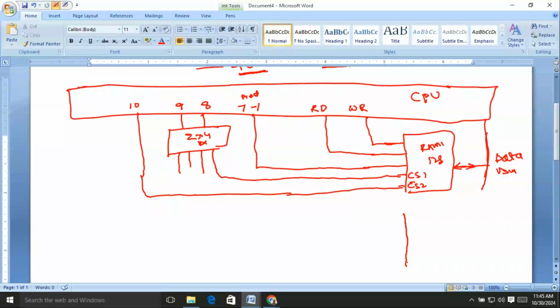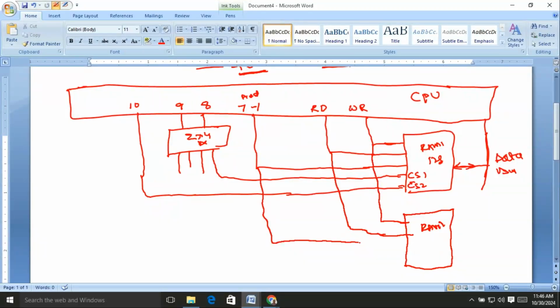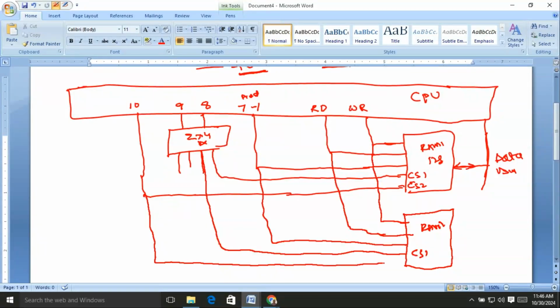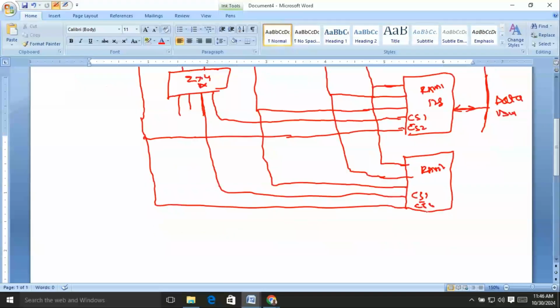The second RAM chip is also the same. Suppose this is RAM 2. It also consists of the write signal and the read signal. Hence the write signal is interconnected here, again the read signal is interconnected here, and the 7-bit address lines are also interconnected here. The second output of the 2 by 4 decoder is interconnected as CS1, and the 10th bit is again interconnected to the CS2 bar. This is the second RAM chip.